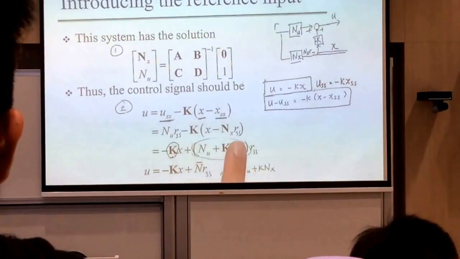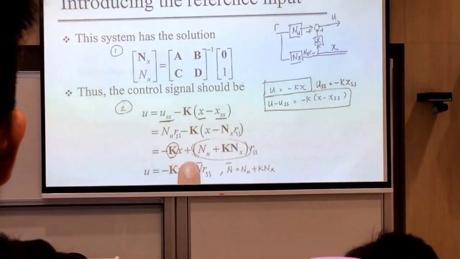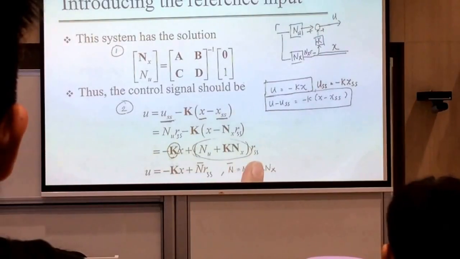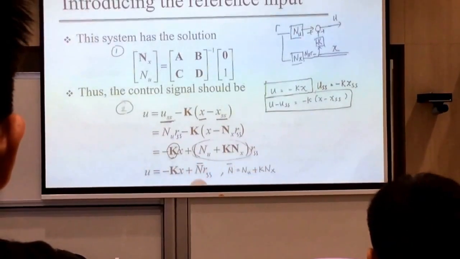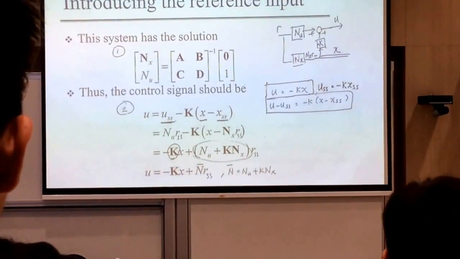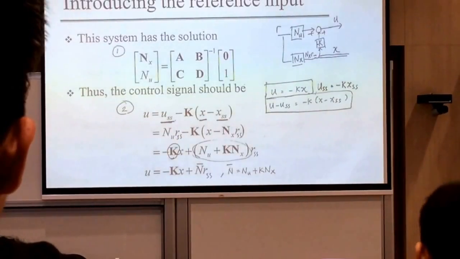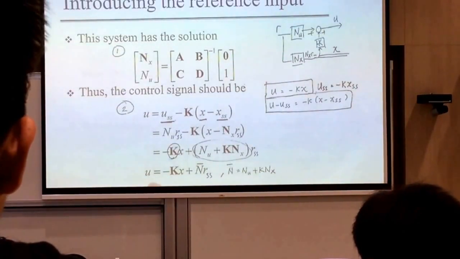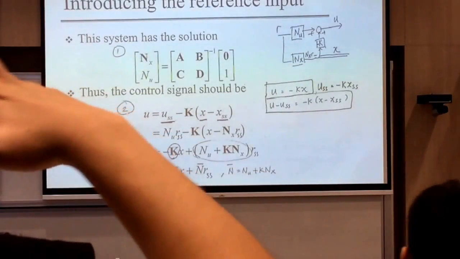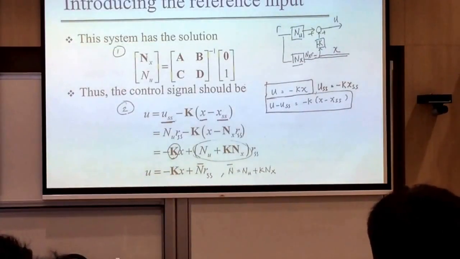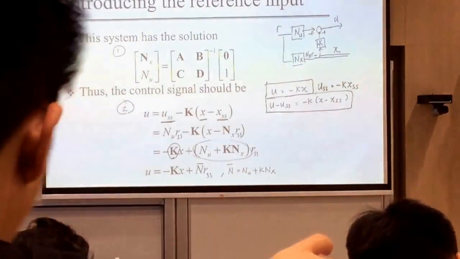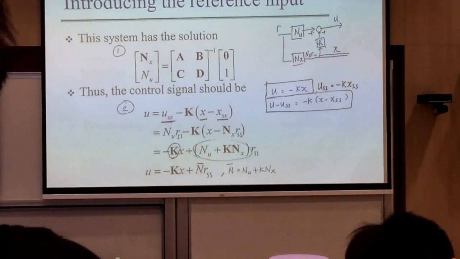We group rss together, so minus kx here, plus bracket Nu plus K Nx, close bracket, rss. Okay, we call this M bar. So u is minus kx plus M bar rss, and M bar is just Nu plus K Nx. Now that you have this control input, this will cause your y to tend towards your reference input. So this is the design for rss to go to your reference input r.